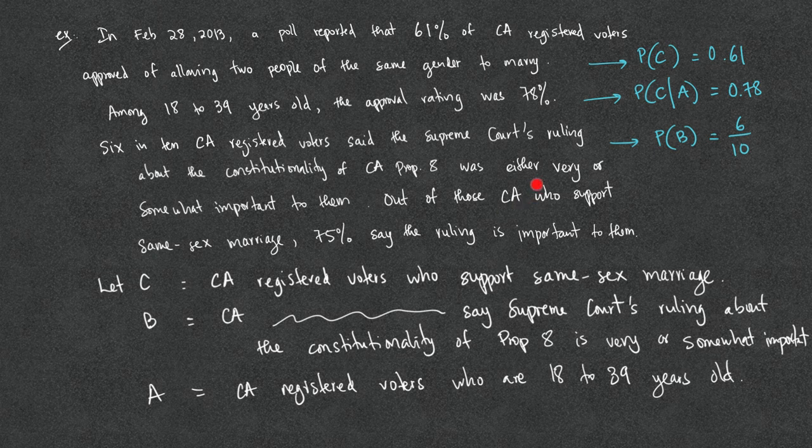Out of those California voters who support same-sex marriage. So this is the same as saying given or if a random person supports same-sex marriage. So this is the event C. So given C, 75% say the ruling is important to them. 75% of the event B. Thus, this is the probability of B given that they support same-sex marriage, given C. This is 0.75.